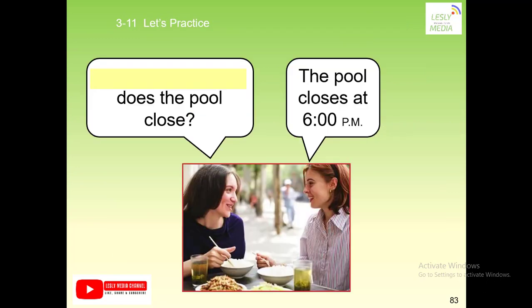Next. Blah blah blah, does the pool close? The pool closes at 6 p.m. Okay, can you find the best words to complete this sentence? Okay, when or what time? Yeah, you can use when or what time. So the question will be like this: when does the pool close? The pool closes at 6 p.m.